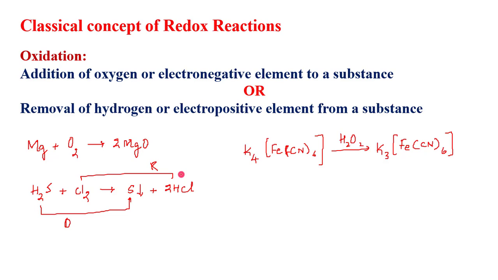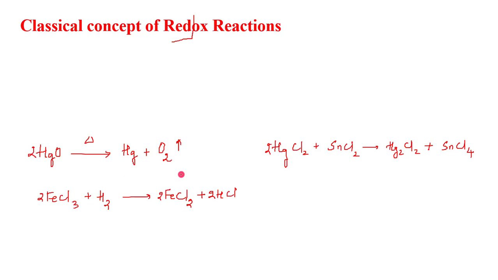So the simultaneous oxidation and reduction taking place in a reaction are called as redox reactions. Redox reactions are those where simultaneous oxidation and reduction takes place. Okay.